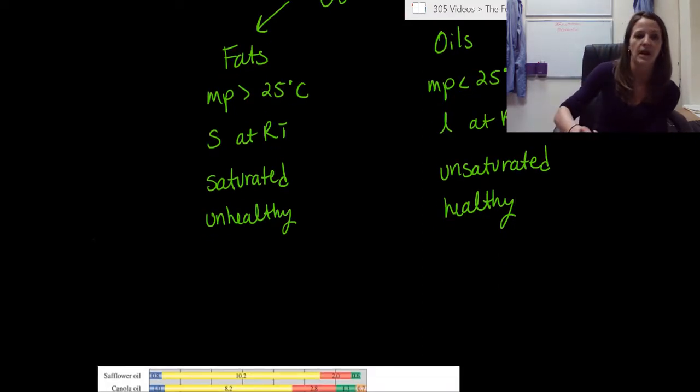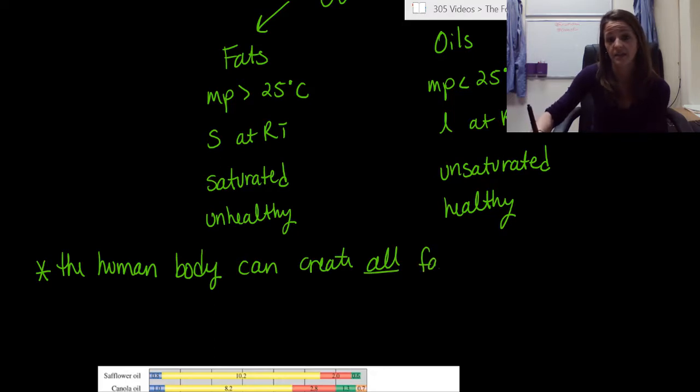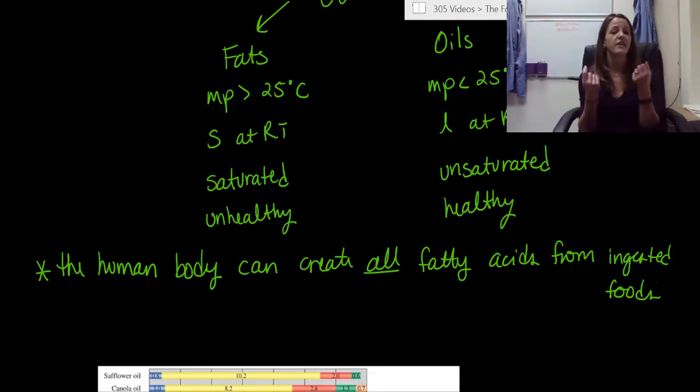So the one thing I want to point out before we look at this chart that's creeping up on me on my slides is that the human body is absolutely wonderful. It is just absolutely magical. And the reason I'm saying this is that the human body can actually create all fatty acids, except for 2, from ingested foods. As long as we eat a regular diet, our body can take everything that we eat, grab different components from each one, and actually synthesize every fatty acid that is needed.